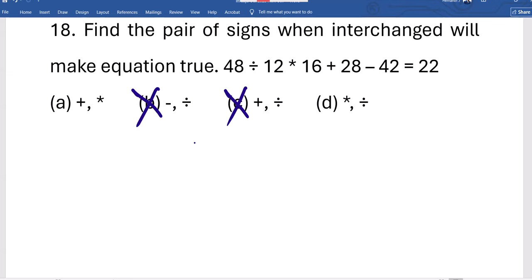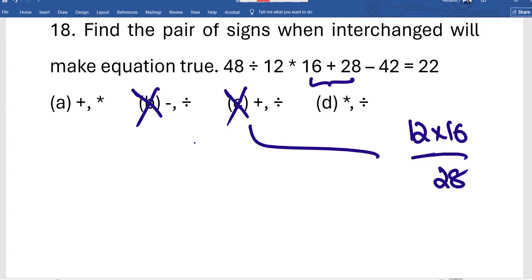If suppose plus is changed as division, is 16 divided by 28? Or 12 into 16 divided by 28? No. So this is why waste, because I want an integer. Right side I want an integer. If plus is changed as division, this problem will come. 16 is not divided by 28, or 12 into 16 is not divided by 28, waste. In fact, same problem here. 28 divided by 42 is not possible, but I want an integer, this is waste.